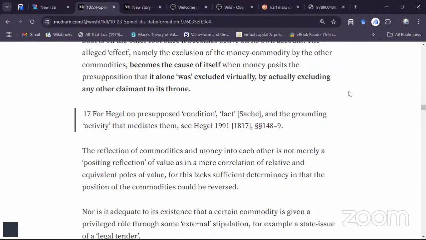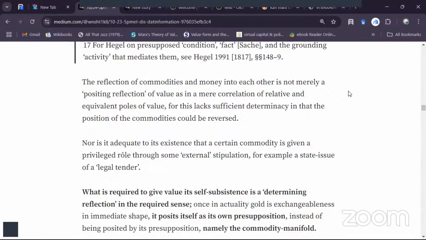The reflection of commodities and money into each other is not merely a positing reflection of value in a mere correlation of relative and equivalent poles of value, for this lacks sufficient determinacy in that the position of the commodities could be reversed. Nor is it adequate to its existence that a certain commodity is given a privileged role through some external stipulation, for example, a state issue of legal tender.